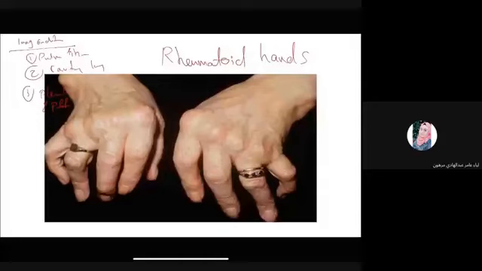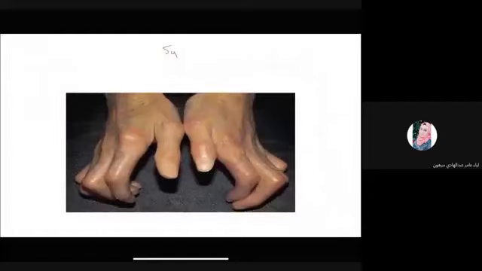Okay, the other hand abnormality that can be associated with lung disease is the systemic sclerosis hand. Okay, this is the systemic sclerosis hand. As you can see, the tight, shiny skin. Okay, this is the tight, shiny skin in a patient with systemic sclerosis. Of course, systemic sclerosis is also associated with pulmonary fibrosis and with pulmonary hypertension.